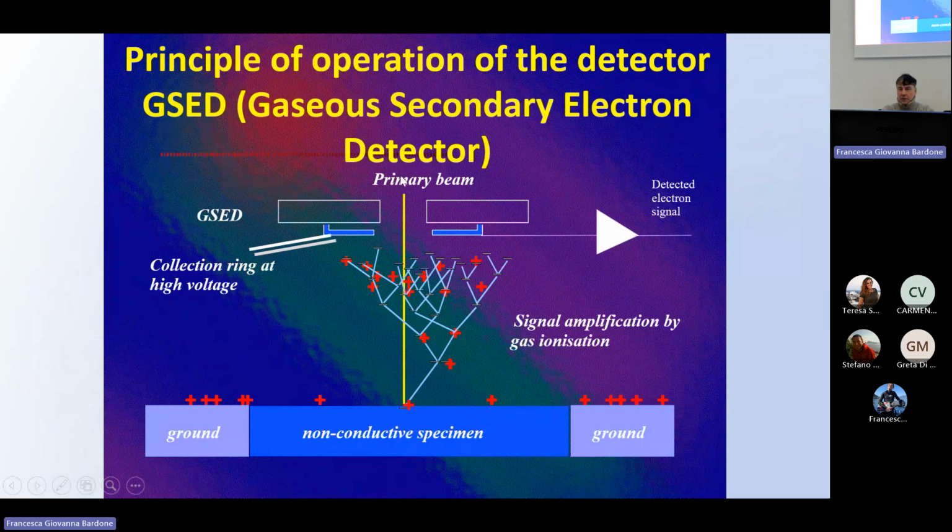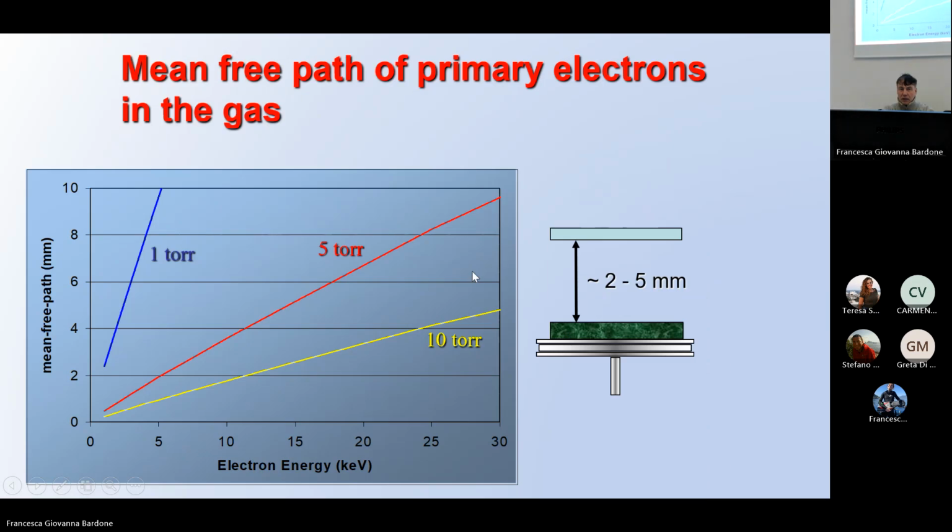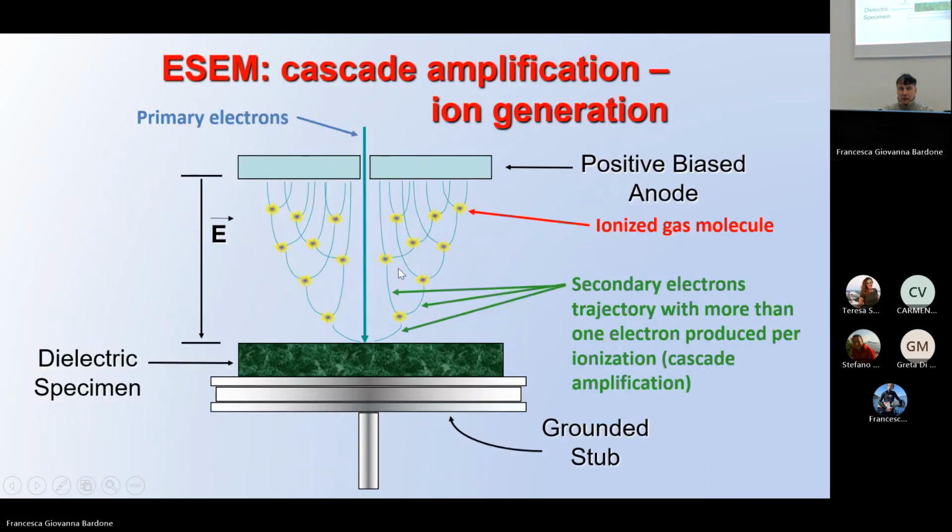So this is just a scheme. This is a primary beam. It hits the specimen and creates a charge here. The electrons produced are acquired to create the information. During the escape of the secondary electrons, the electrons are not in vacuum.